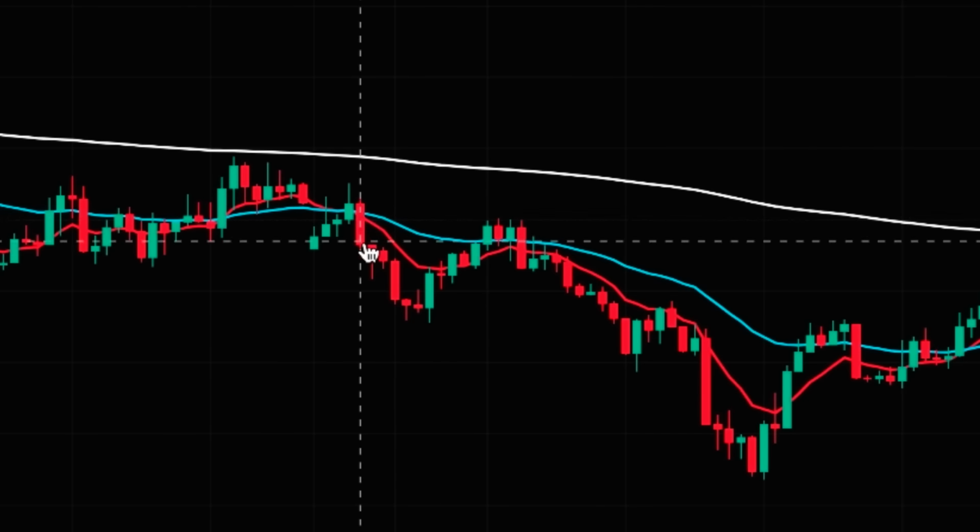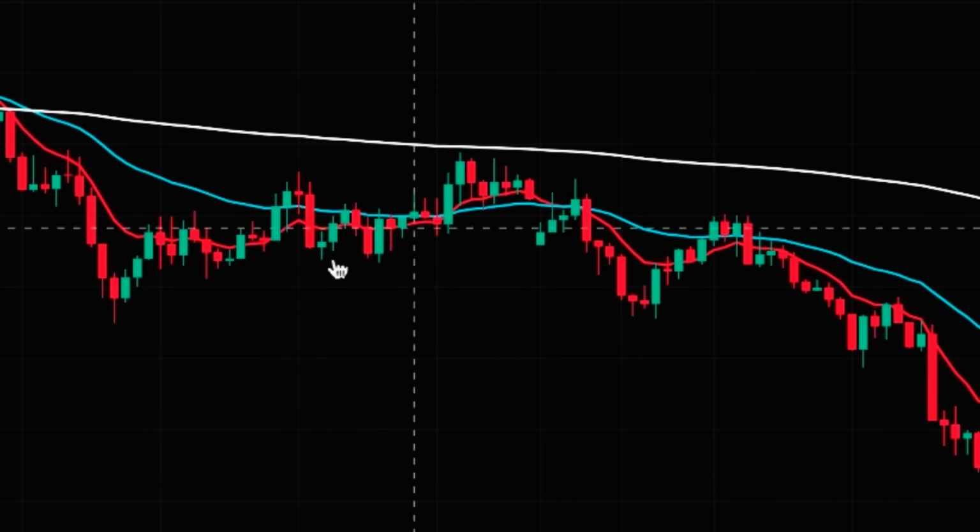When the red line is closed back below the blue line, we can say that probably the pullback ended, but we need more confirmation to decrease our risk as much as possible, because if we only trade based on this crossover, we can encounter many false signals.